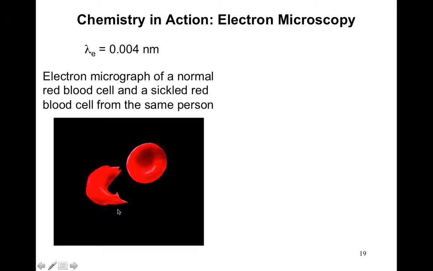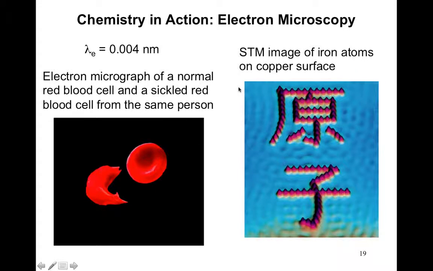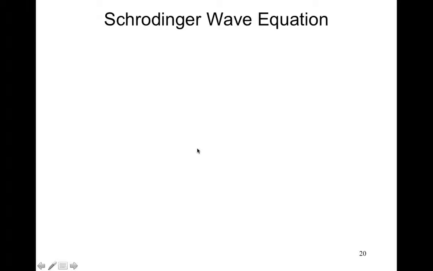And so here's an electron microscope with its wavelength at 0.004 nanometers, super small, and they can tell the differences in these cells, the sickle cell and the normal red blood cell. And here's a scanning transmission microscope image of iron atoms on a copper surface. Here they can even get an idea of the shape of atoms because they're using electrons with their super small wavelengths.